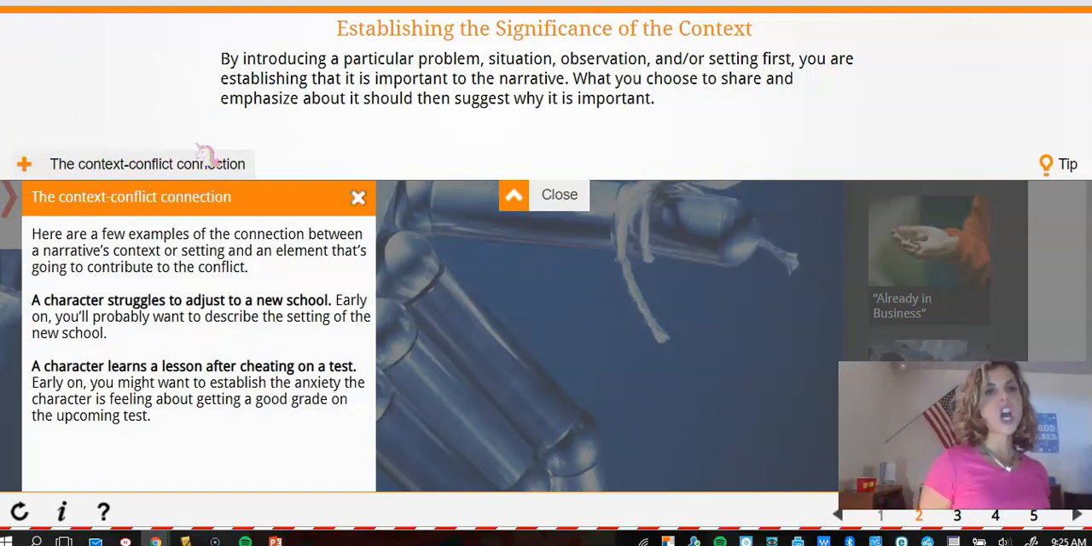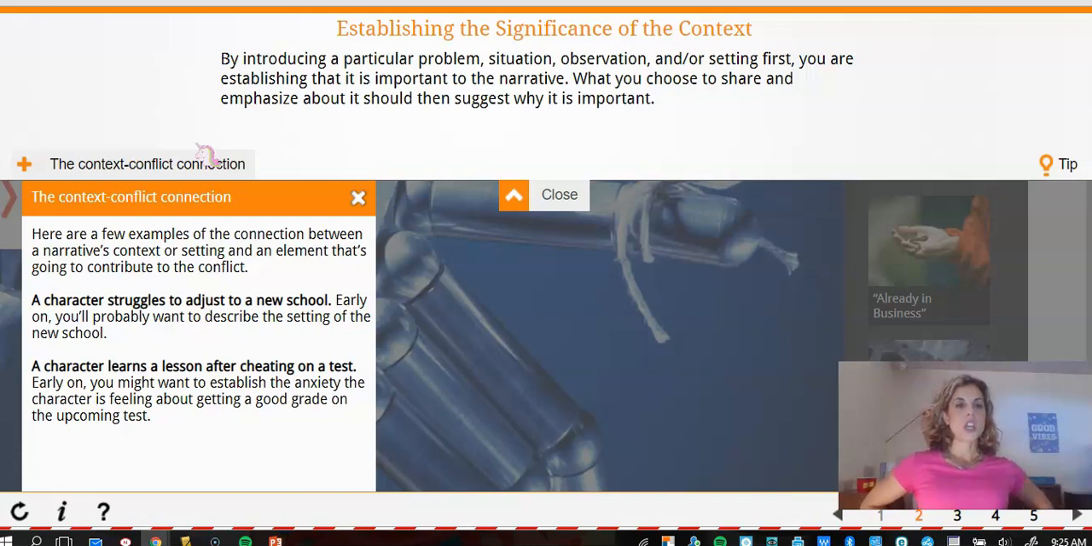The context, conflict, connection. This is important. Conflict is what makes it exciting, okay? So the conflict is the exciting part. So maybe take some notes about this. Here are a few examples of the connection between a narrative's context or setting, read with me, and an element that's going to contribute to the conflict.